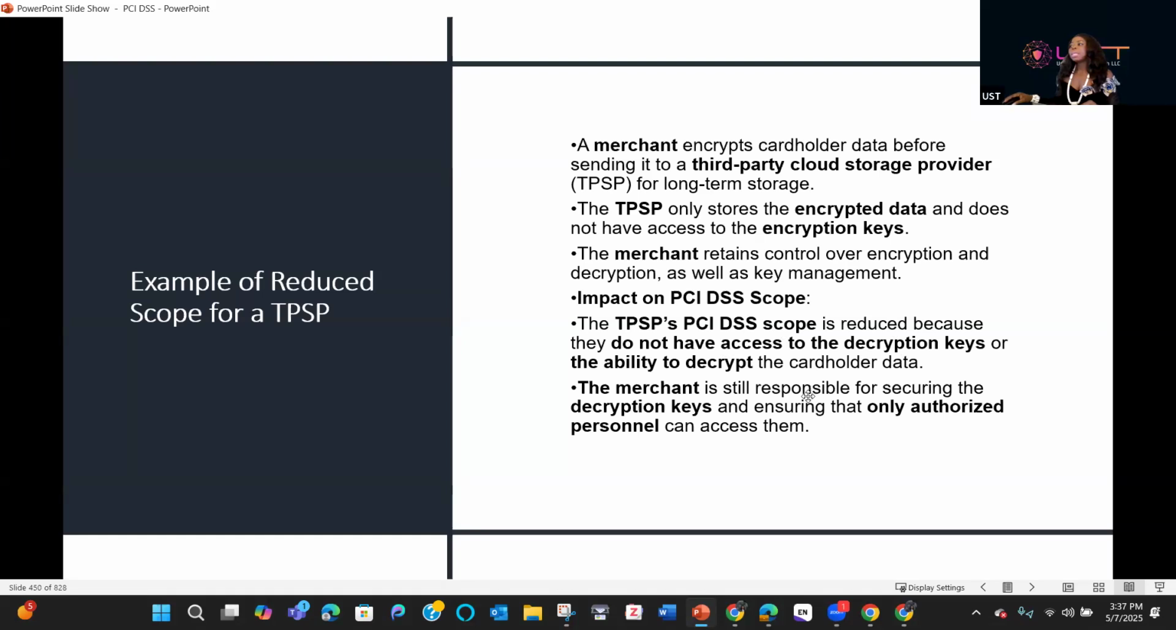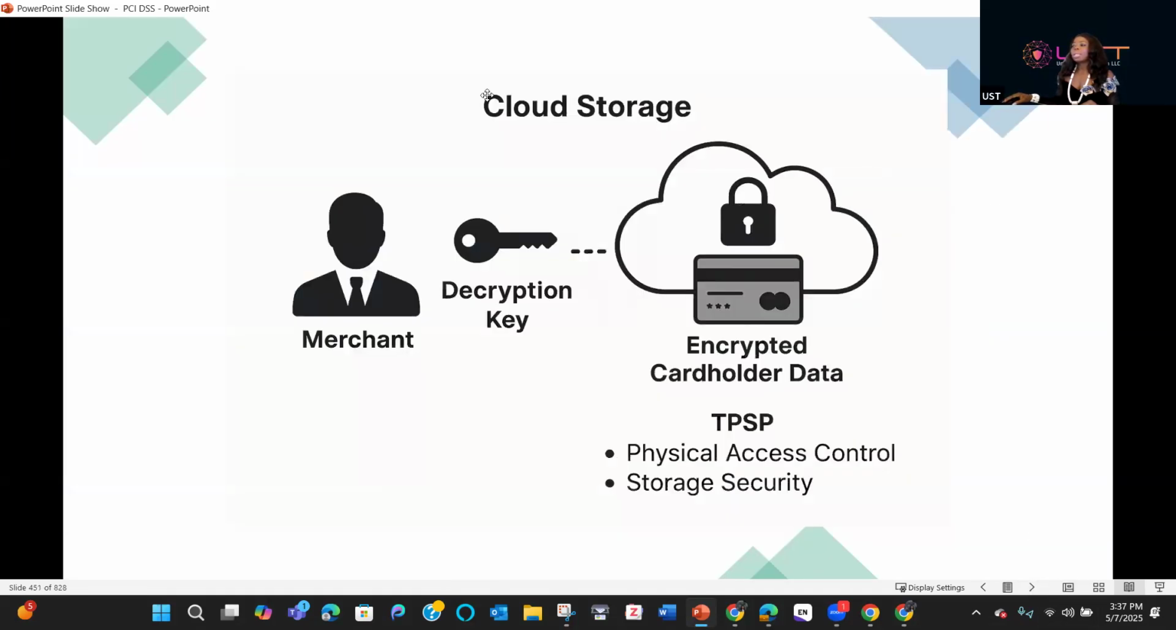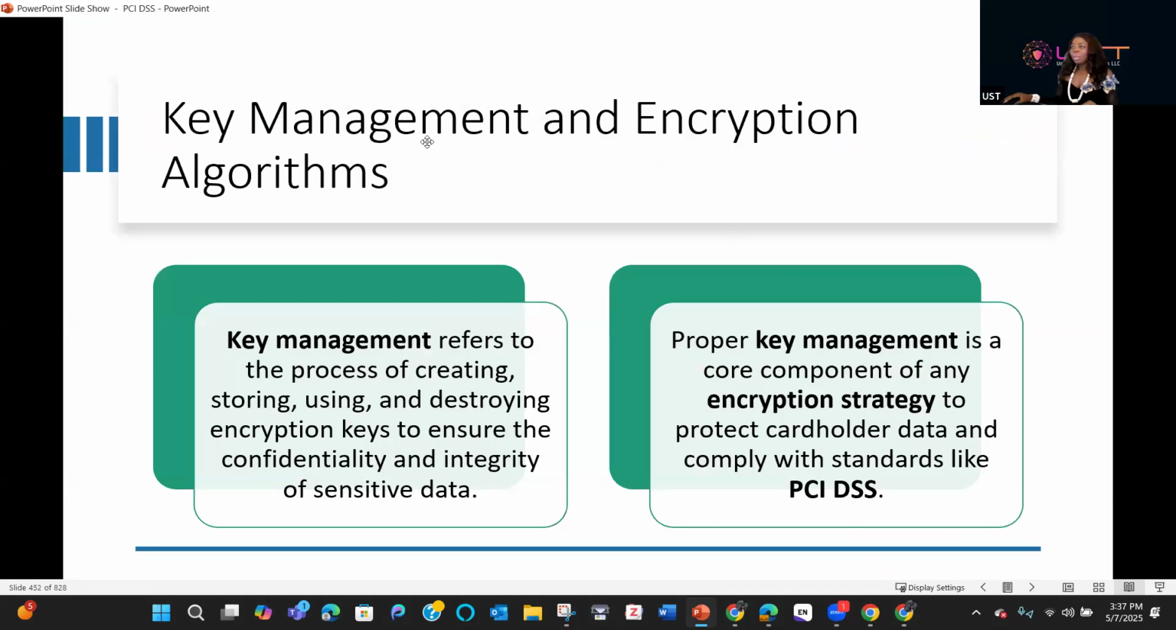Do you see? The merchant is still responsible for securing the decryption keys and ensuring that only authorized personnel can access them. And this literally explains all we'll be discussing. The third-party service provider has the physical access control and storage security, and they are in charge of storing or housing the encrypted cardholder data, but the merchant actually manages the data and the key. The merchant is the one that will encrypt as well as decrypt the data, right? So with this, I also want to go on to key management and encryption in PCI DSS.